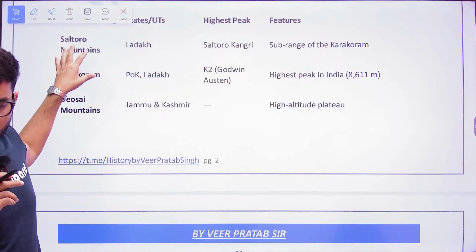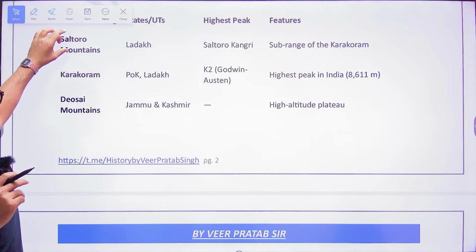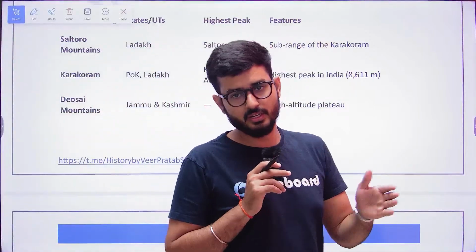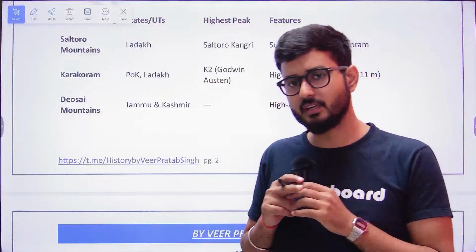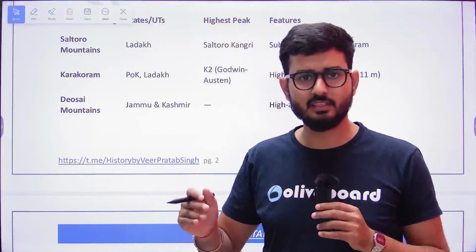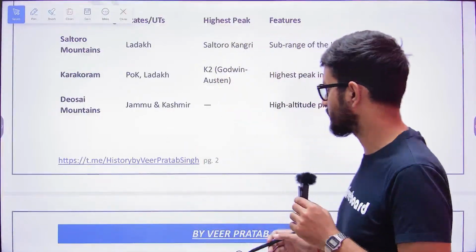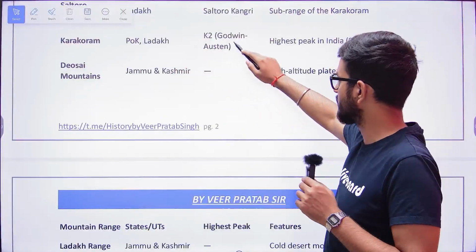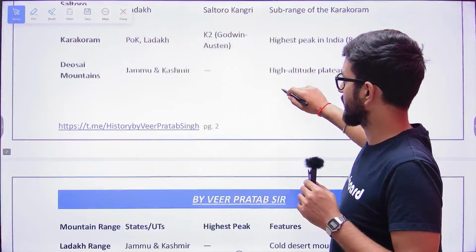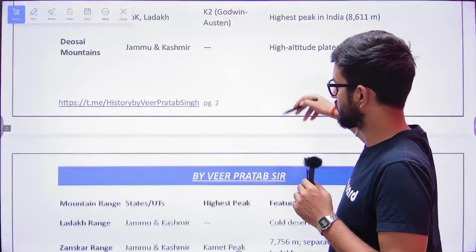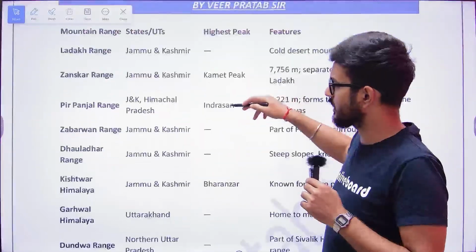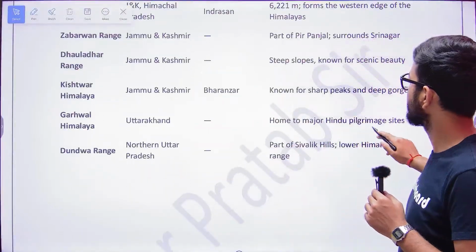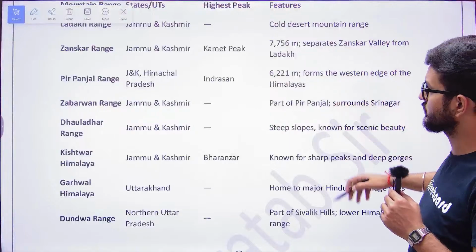The examination shall also ask you which segment of the Himalayas these mountains belong to: the greater, middle, lesser, Karakoram, or the Shivaliks. Similarly, there is going to be Karakoram. Where is the location? The highest peak. Then Deosai mountains, and then Ladakh, Zanskar, Pir Panjal, Zabarwan, Dauladhar, Kishtwar, Garhwal, and Dudhwa. These are the various mountains, and here are certain features of it.